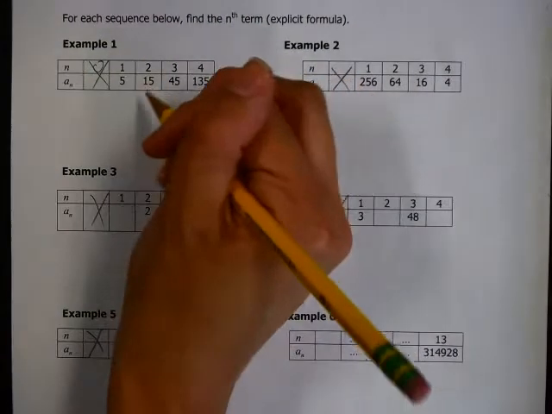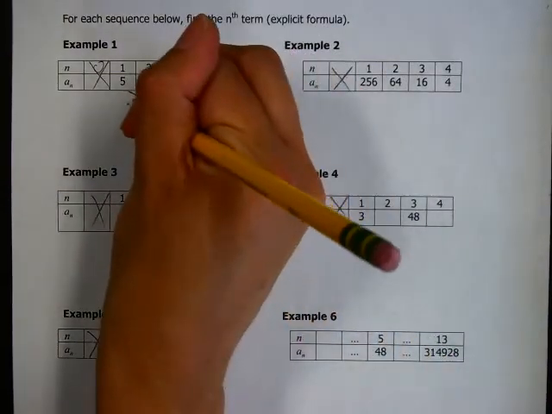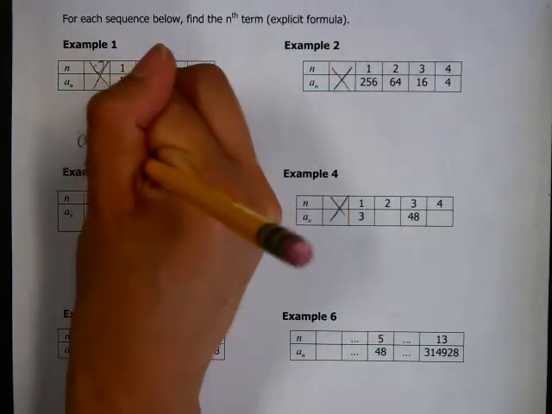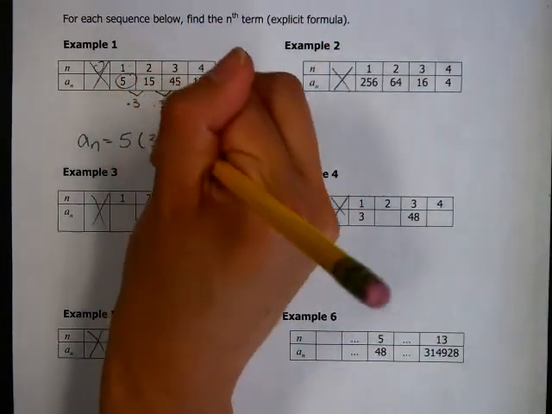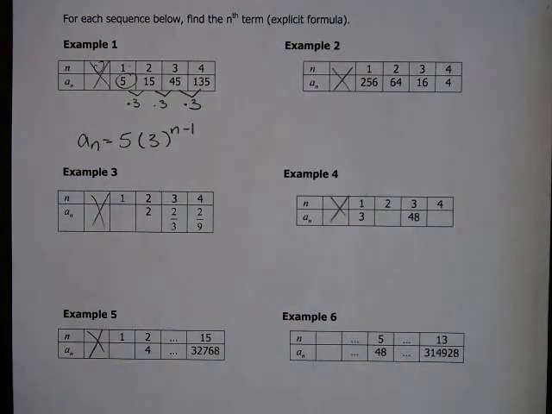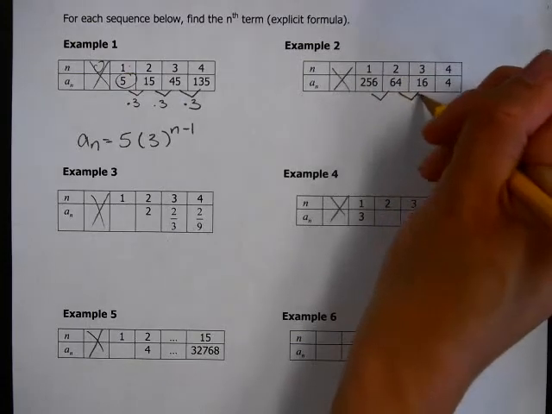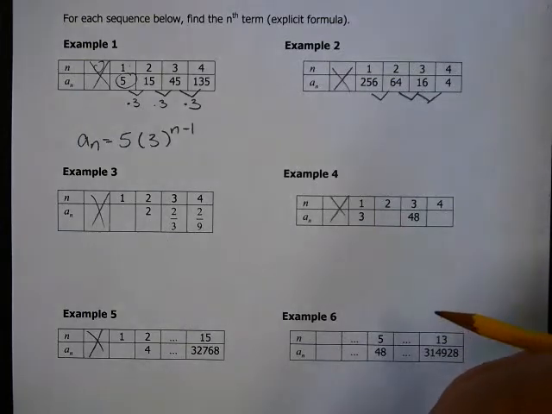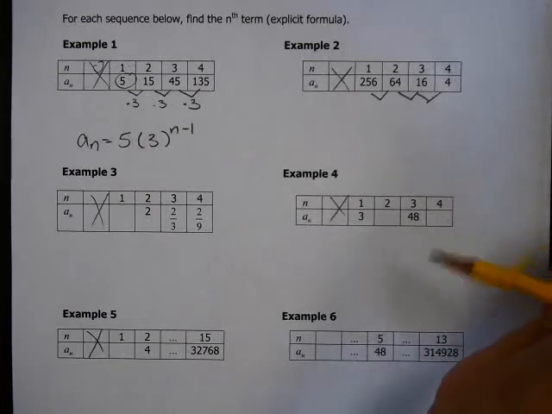Okay, for example 1, our pattern from one term to the next is to multiply by 3. The first term is 5, so our formula, 5 times 3 to the n minus 1. Now this one, we're decreasing, so it's a division problem. But what would I have to multiply 16 by in order to get 4? Well, 16 divided by 4 is 4, so our multiplier must be 1 over 4.